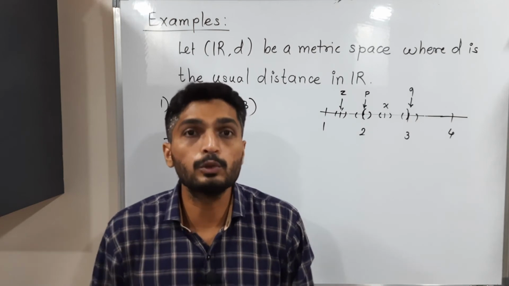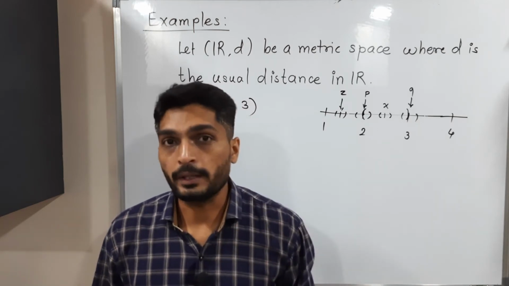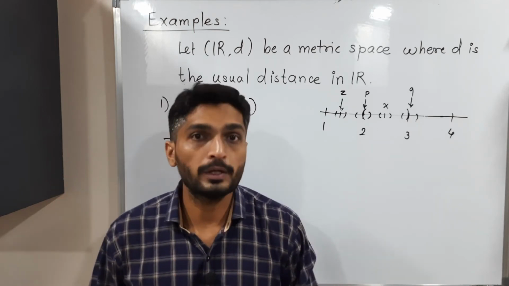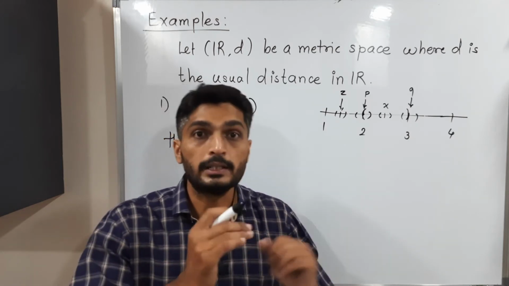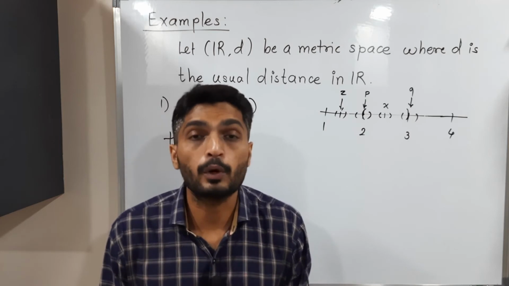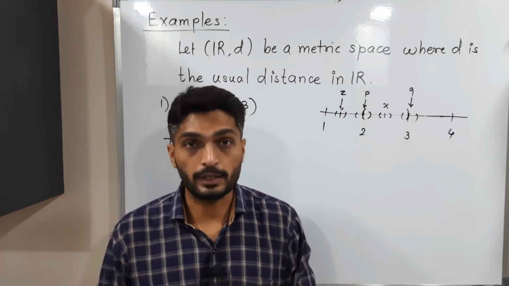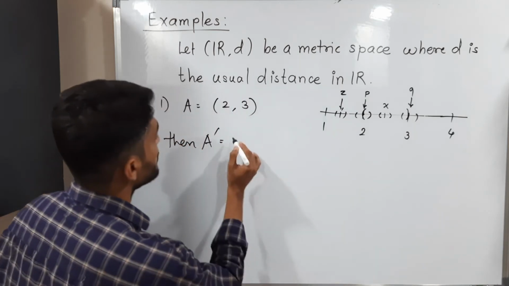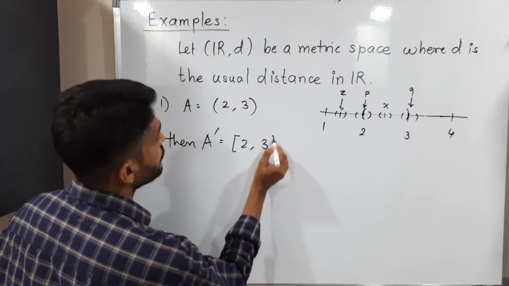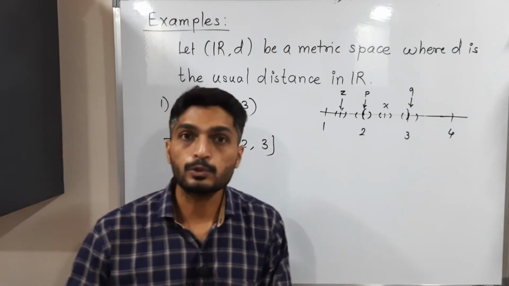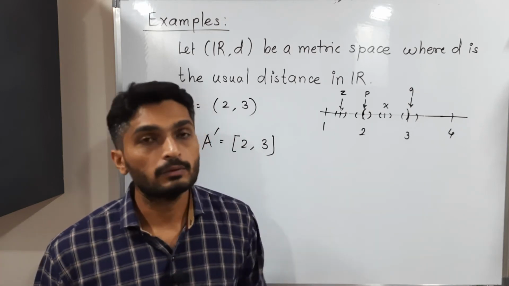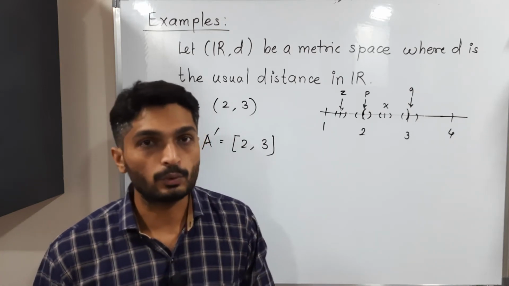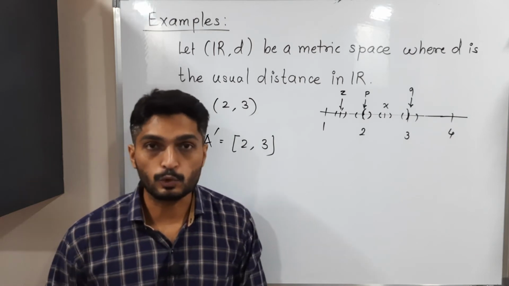So what is our conclusion? Every point between 2 and 3 is a limit point. 2 is also a limit point. 3 is also a limit point, but other than these points, there is no other limit point. So our conclusion is A dash is equal to the closed interval [2, 3]. That is, 2 and 3 are limit points, and all points between 2 and 3 are limit points. So A dash, the derived set, is [2, 3].